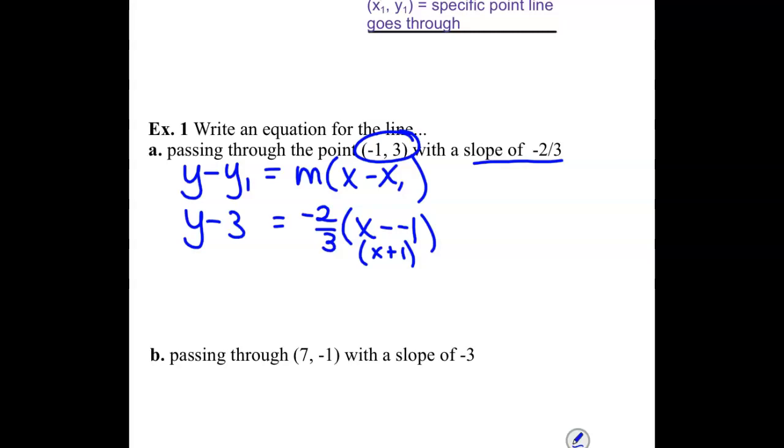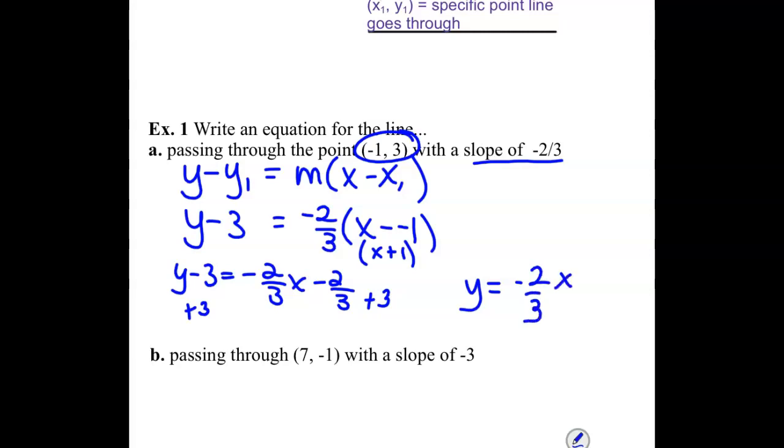So to simplify this, I need to distribute the -2/3. So I get -2/3 x. -2/3 times 1 is -2/3. We then need to add the 3 to the other side. So if I add 3 here and I add 3 here, the problem is I'm trying to add a whole number with a fraction. What do we need to do? How do I add a -2/3 with a 3?